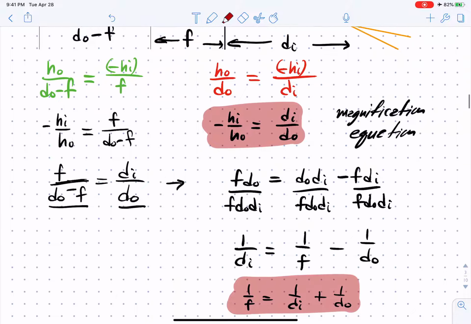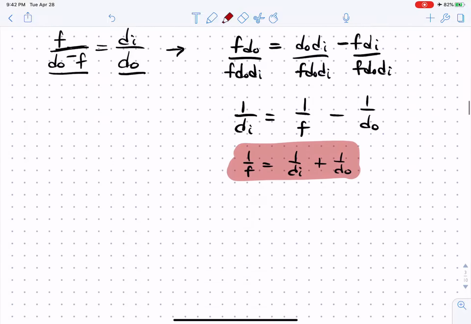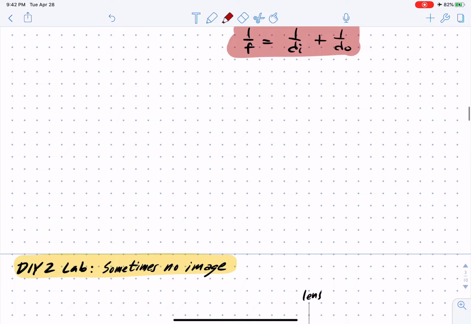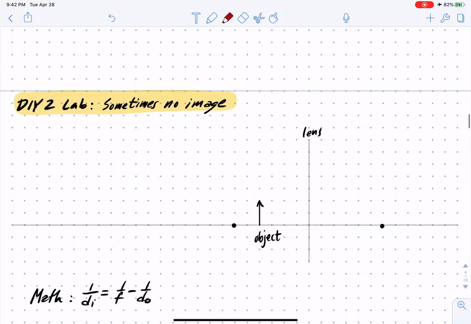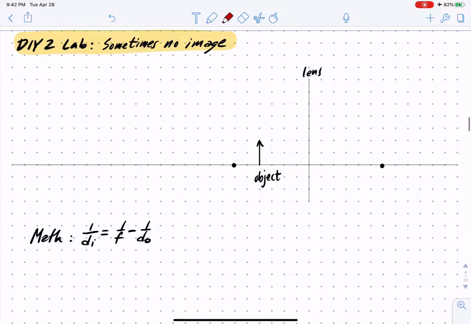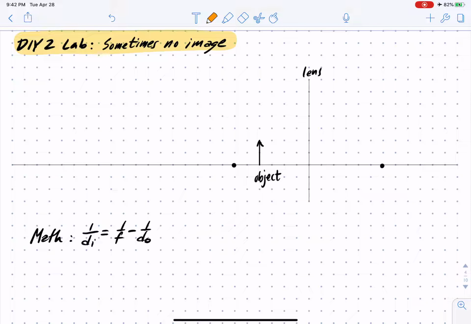All right, now this is actually going to help us because if you remember, in the second lab, for some locations of the lens, we couldn't find any image. It ended up that happened when the object was closer to the lens than the focal length. So it's inside the focal length of the lens. Now, just because you didn't find an image doesn't mean that our principal rays don't work. So let's try this.